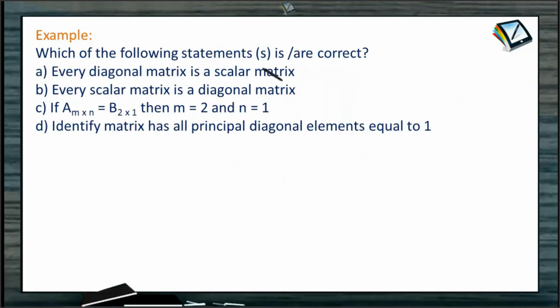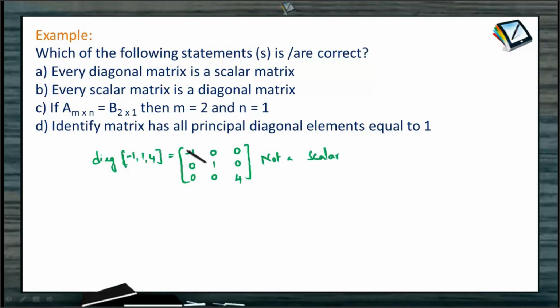Now, which of the following statements are correct? Let's identify the correct statement. Every diagonal matrix is a scalar matrix. When we consider a diagonal matrix, say minus 1, 1, 4, how will the matrix look? Yes, it would be minus 1, 0, 0, 0, 1, 0, 0, 0 and 4, but this is not a scalar matrix. In a scalar matrix, the principal diagonal elements must be all equal. So every diagonal matrix need not be a scalar matrix.